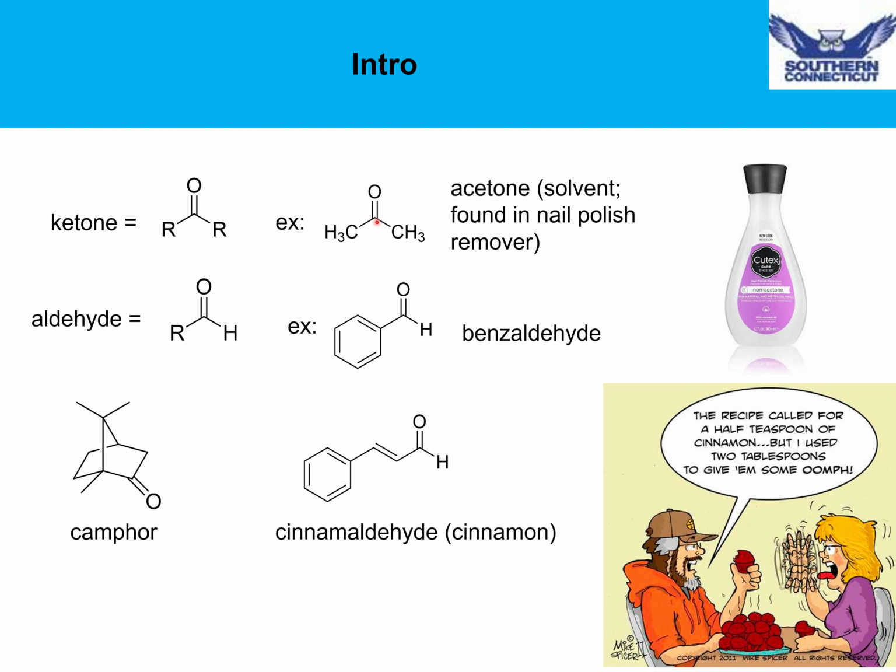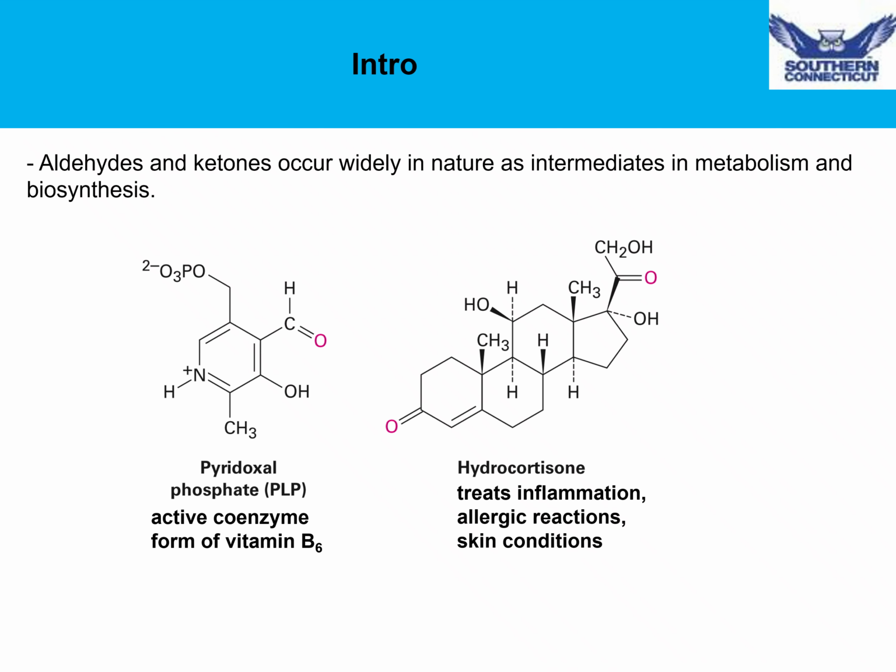Acetone is the primary ingredient in nail polish remover. Aldehydes, on the other hand, will have an alkyl group and a hydrogen bound to the carbon of the carbonyl. An example is benzaldehyde, cinnamaldehyde, as shown on this slide. Camphor is another example of a ketone. Aldehydes and ketones are found widely in nature. A few examples shown here.